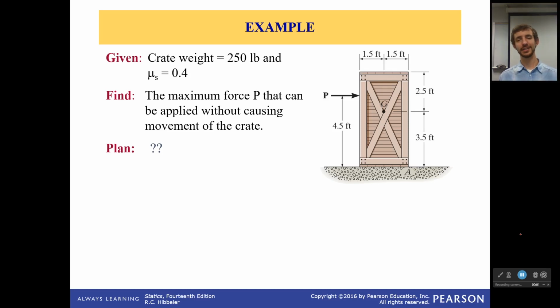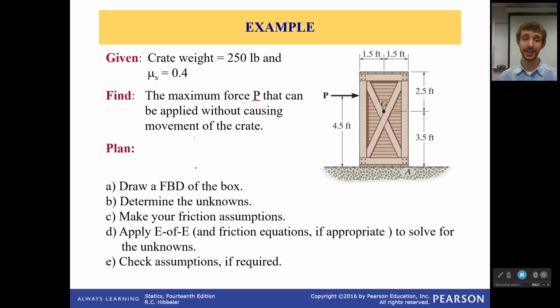Hello everyone, welcome back. So now it's time to actually try out an example with tipping or slipping. We've got to figure out, because all we ask is, what is the maximum force P that can be applied without causing movement of the crate? That's either rotation or translation. So what's the plan? I'm not gonna give you one.